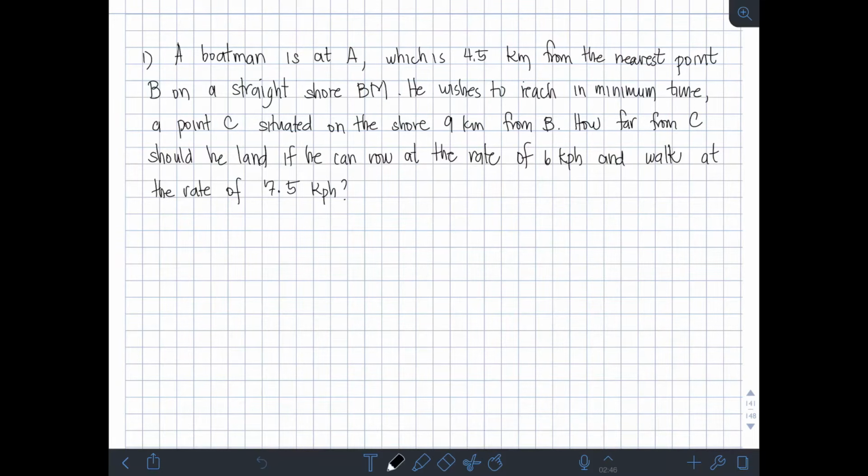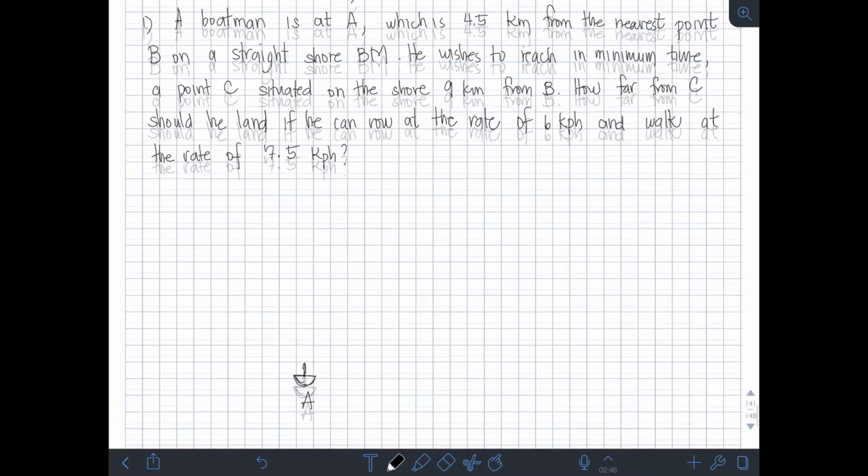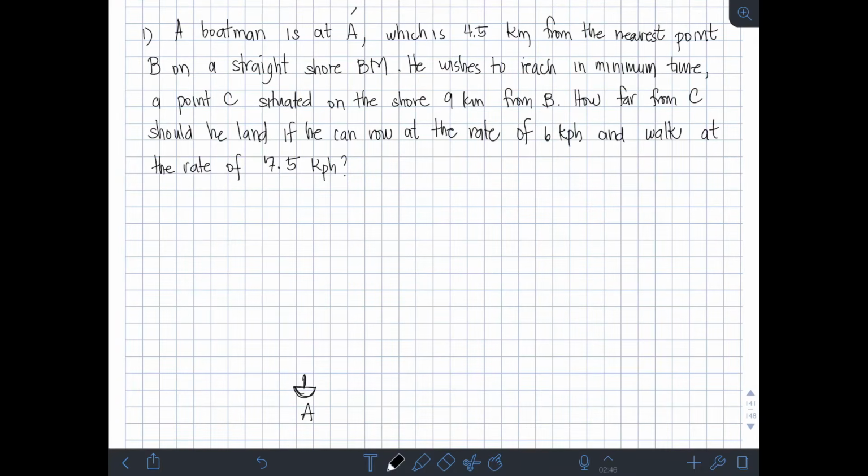Okay, sige, draw natin. So, meron daw tayong boatman at point A. So, let's say, nasa boat siya, right? Kasi boatman. So, let's say, ito yung point A. Tapos, yung point A daw is 4.5 km from the nearest point B on the straight shore BM. So, let's say, meron daw tayong shore dito. So, ito yung ating water, yung sea. So, ito raw point A is 4.5 km from the nearest point B.